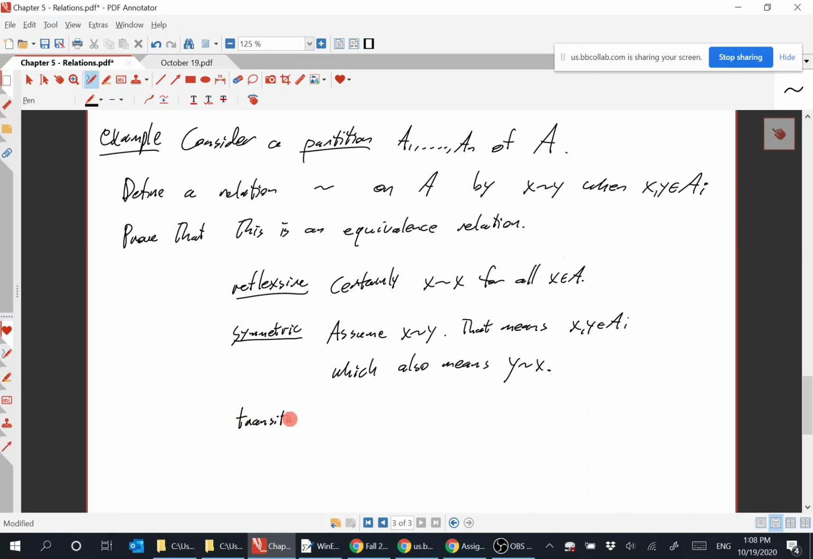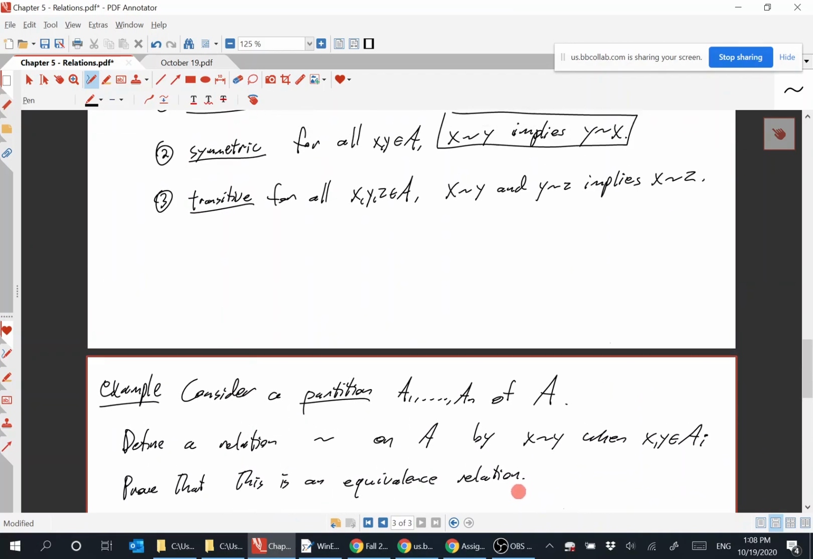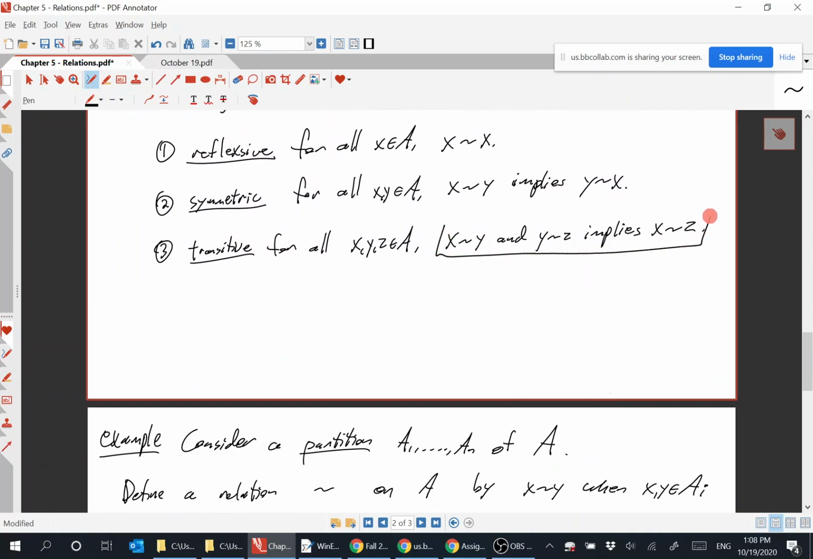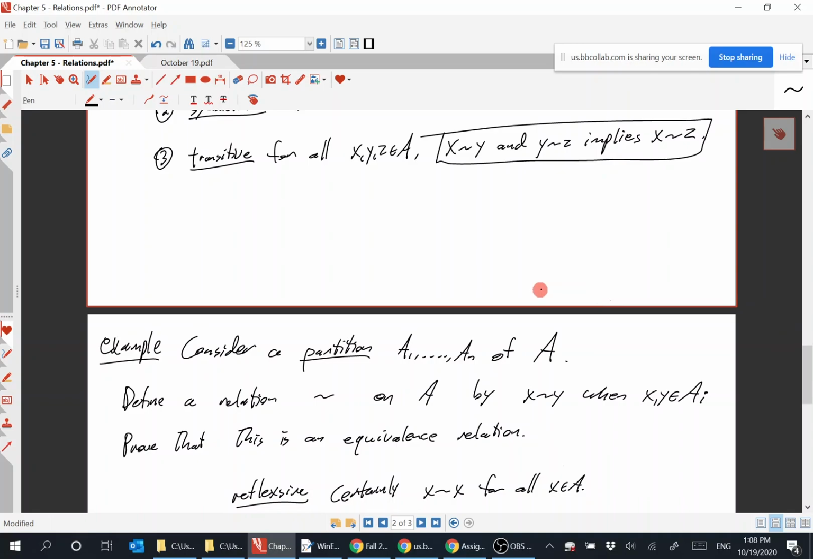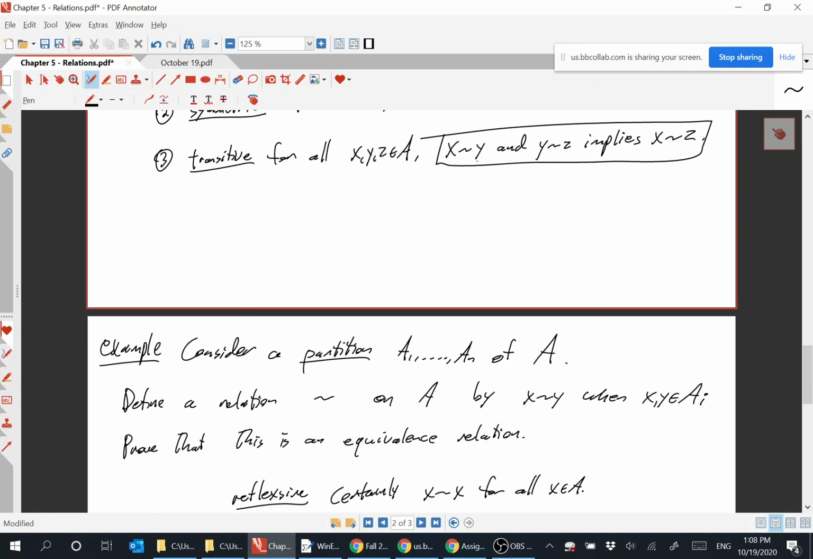Okay, transitive. So with transitive, X is related to Y and Y related to Z implies X is related to Z. So what am I going to assume? What do I need to assume? That there's a third element? Well, it's an implication statement. There's 3 ways to prove an implication statement. The X, Y, and Z don't have to be distinct, by the way. They could somehow, X is equal to Z, X is equal to Y. That could be the case.